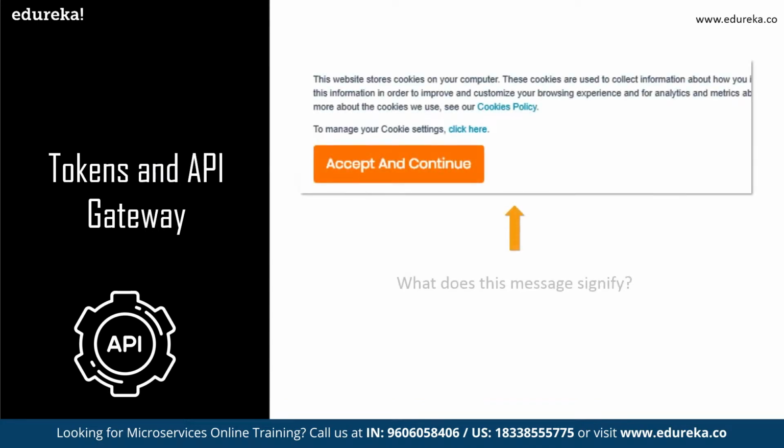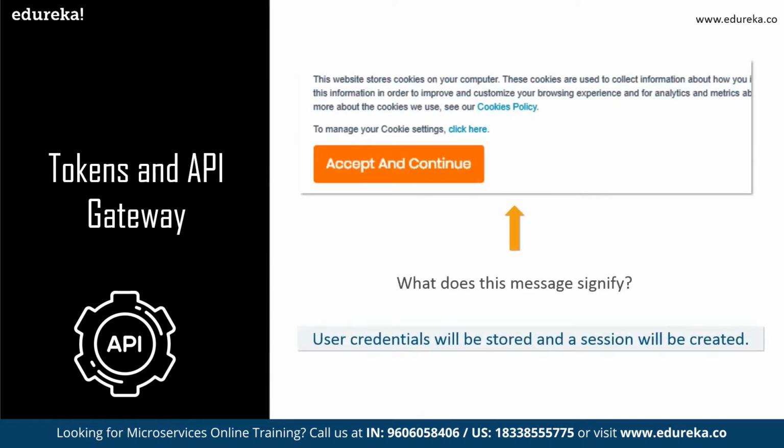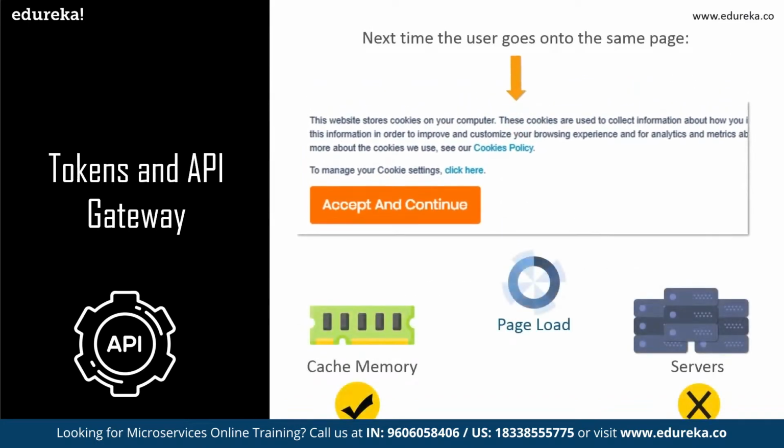Now, often when you open an application, you see a dialog box saying, accept the license agreement and permission for cookies, right? Now, what does this message signify? Well, once you accept it, your user credentials will be stored and a session will be created. Now, the next time you go on the same page, the complete page will not be loaded from the server, but will be loaded from the cache memory, right? So I hope that's clear.